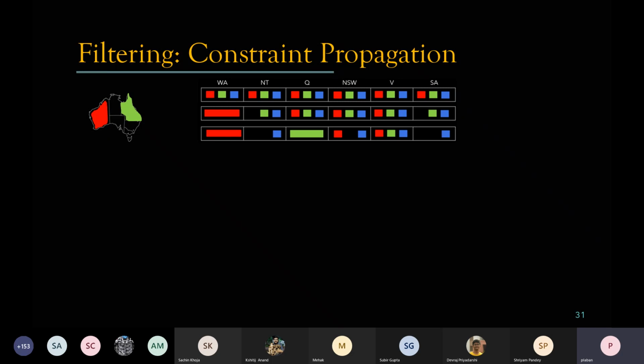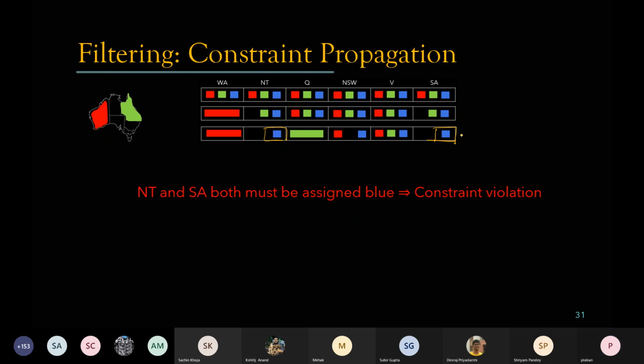So let us try to see a situation here. I think we are taking the same example. In this scenario, we have red assigned to WA, and green assigned to Q. And this is where we are standing, right? Now, we have this condition here. This NT and SA have to be assigned both the same value, blue. I have no other option. And that is clearly a constraint violation that I'll be having.